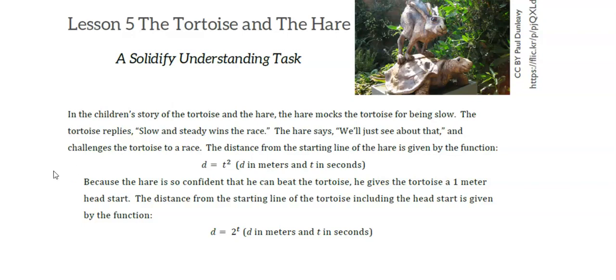Because the hare is so confident that he can beat the tortoise, he gives the tortoise a 1 meter head start. The distance from the starting line of the tortoise, including the head start, is given by the function d equals 2 to the t power, where d is still in meters and t is still in seconds. So what we're going to do here is compare the distance that the hare is running over time to the distance that the tortoise is running over time. The distance that the hare runs is modeled with a quadratic function, and the distance that the tortoise is running is modeled with an exponential function.